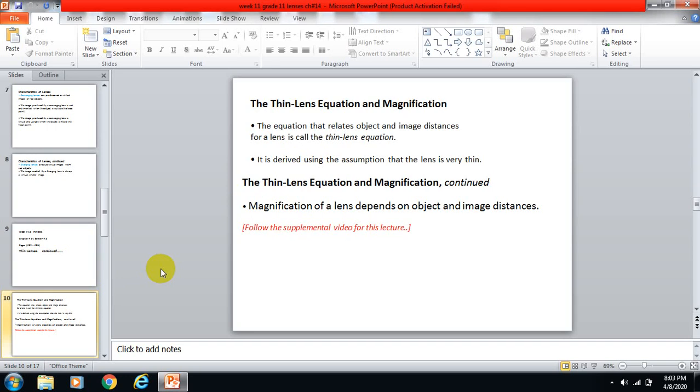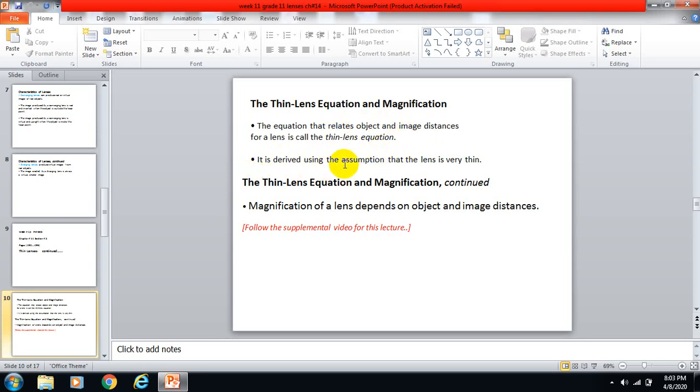I have a supplemental video for you regarding the thin lens equation and magnification. Kindly do follow that. But first of all, you need to know the equation that relates object and image. Remember, the relation between object and image distances for a lens is called what? The thin lens equation. Understand? It relates the object and image distances. Remember, focal length is always there within these equations.